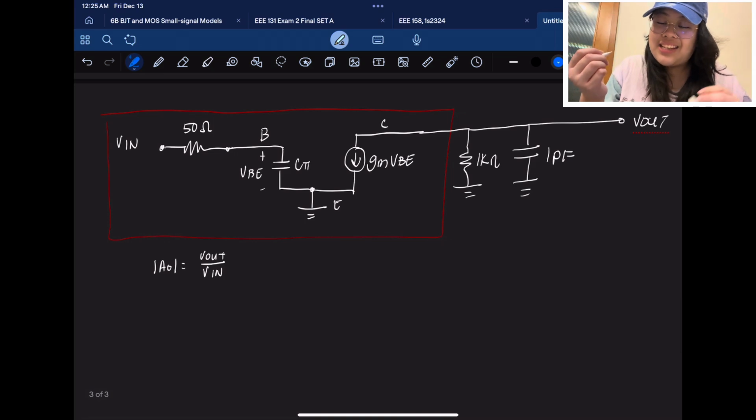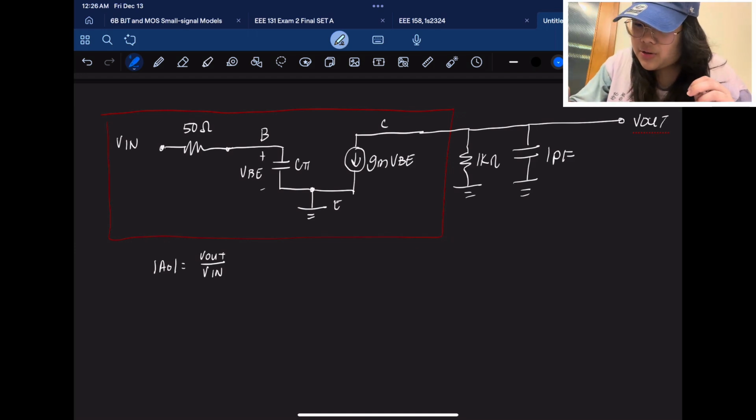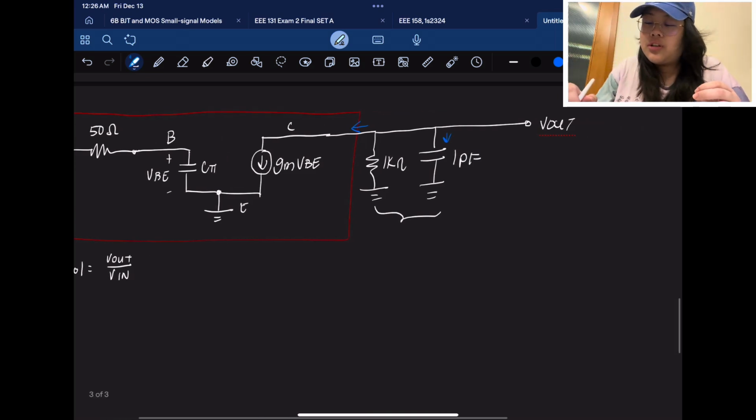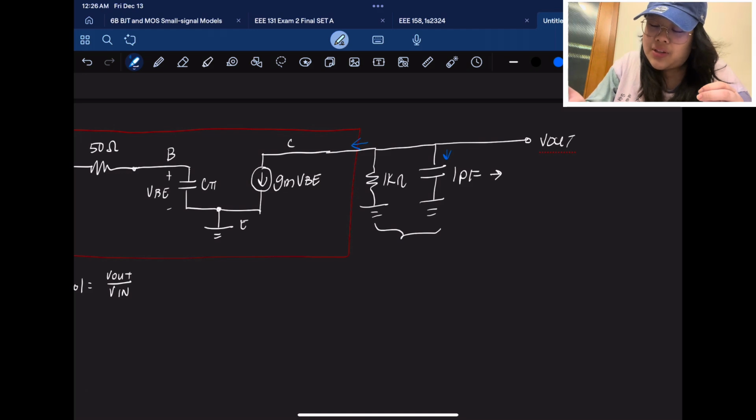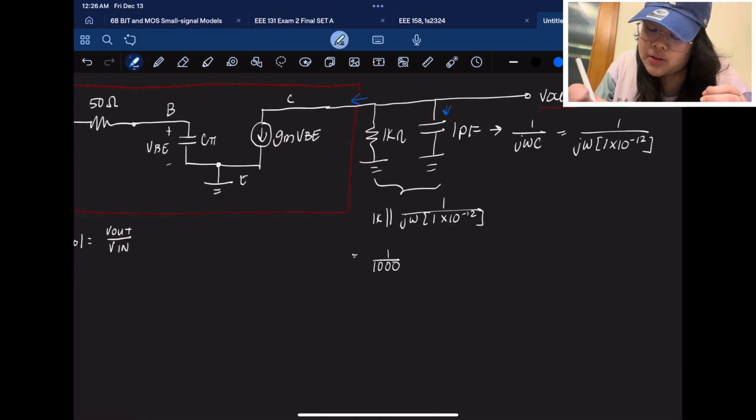So let's do KCL. KCL at V out. V out, we have going here and going there, and you can see that these two are in parallel. The conversion in frequency response is that capacitors are 1 over JWC, and in this case it's 1 over JW times 1 times 10 raised to negative 12. Then we do the parallel resistor computation: 1K parallel with 1 over JWC equals 1,000.